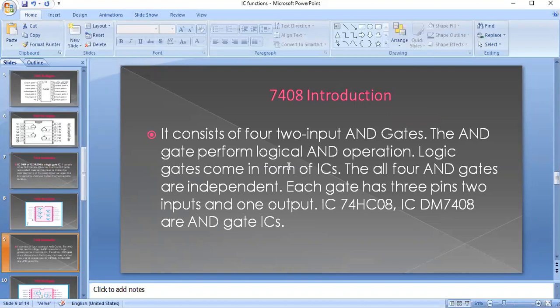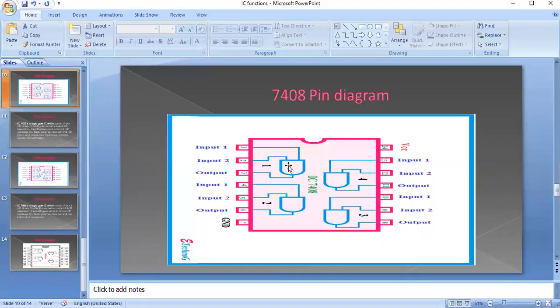7408 is an AND gate IC. It performs the AND operation. This is a quad 2 input AND gate. The 7th pin is ground and the 14th pin is supply. For the quad 2 input AND gate, if we give inputs at the first and second pins, we take the output at the third pin. So it performs the AND operation. 7408 is a quad 2 input AND gate.